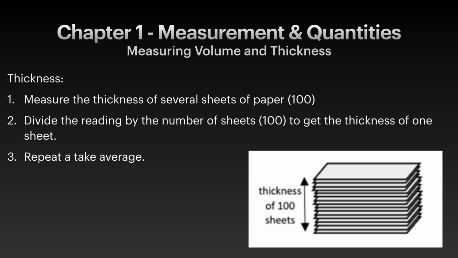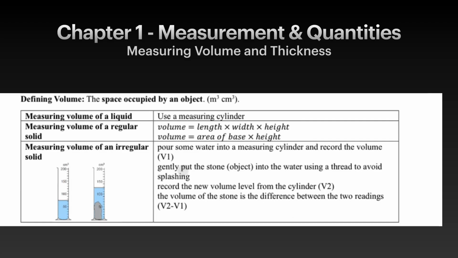Next up, we have the measurements of volume and thickness. To measure the thickness of very thin things like paper, stack a bunch, measure the full height, and divide it by the number of sheets. You can measure volume using a measuring cylinder directly, or by calculation if it's a regular shape. The most important is the method used to find the volume of irregular solids.